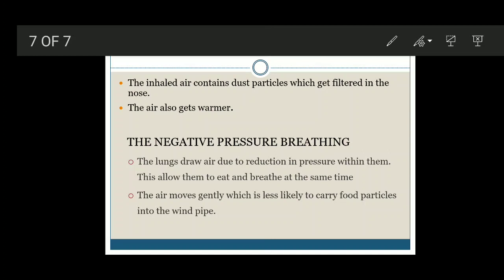Suppose if air was forced into the lungs, it might carry the food particles into the trachea and block it. So, this negative pressure breathing gently moves air which is less likely to carry food particles into the windpipe. So, breathing is due to the difference in the pressure of air, and this is negative pressure breathing, and these are the advantages of negative pressure breathing.